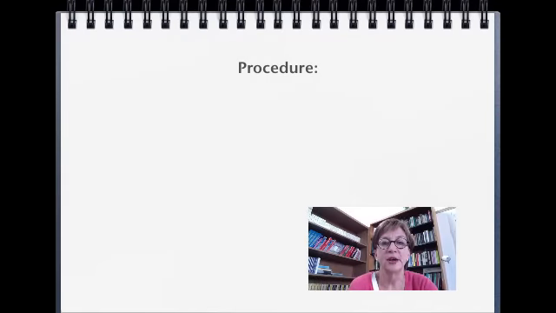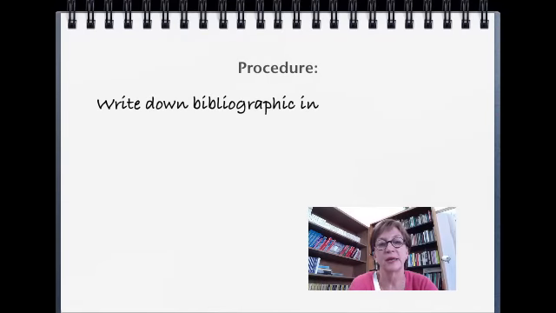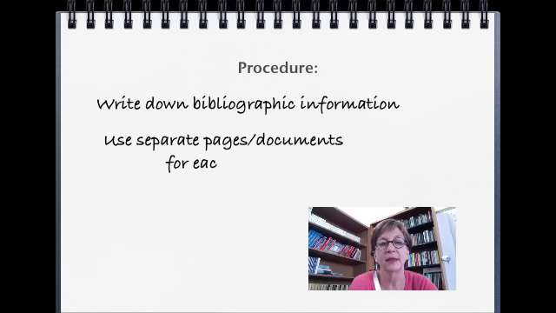So as you start to take notes, the first thing to remember is that you have to write down bibliographic information immediately before you start taking notes. You're going to have to cite your sources later, and it's a real pain if you have to go back and try to reconstruct that after the fact. You should record each source on a separate page or document. You don't want to get information from multiple sources mixed up because, again, you'll run into trouble when you start to try to cite your sources correctly.